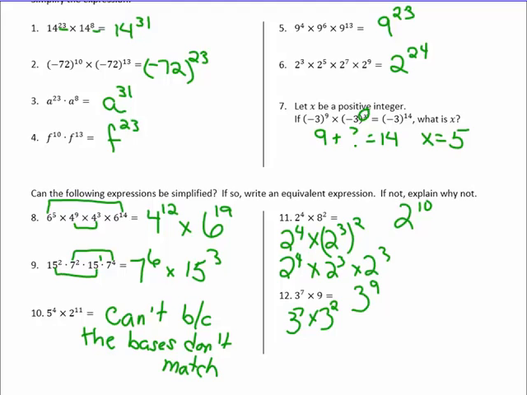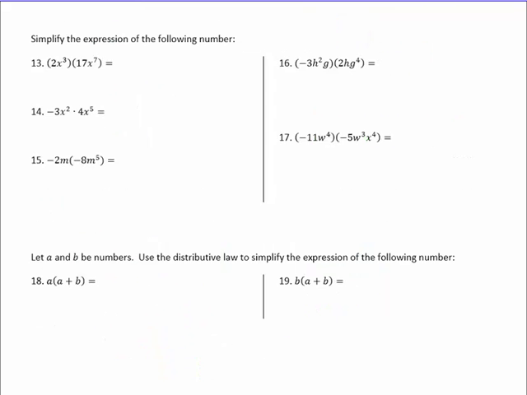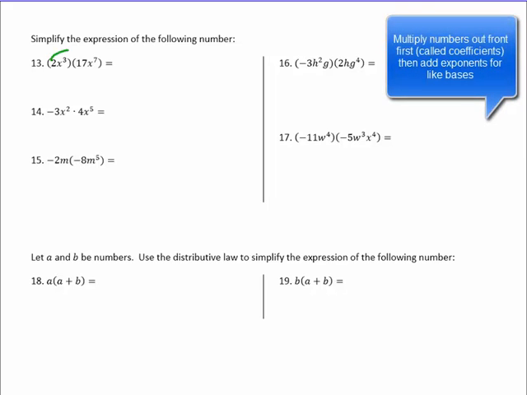Okay, simplifying some expressions. So let's see how we do this over here. We're going to match up our bases, and we always multiply the numbers out front. So I'm going to multiply 2 times 17. Those are called coefficients. We're going to get there, but you multiply the numbers out front. So 2 times 17 is going to give me 34. Now I take a look at my exponents. x to the 3rd times x to the 7th, we're going to add those, get x to the 10th.